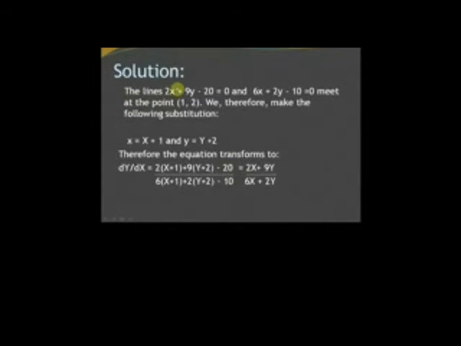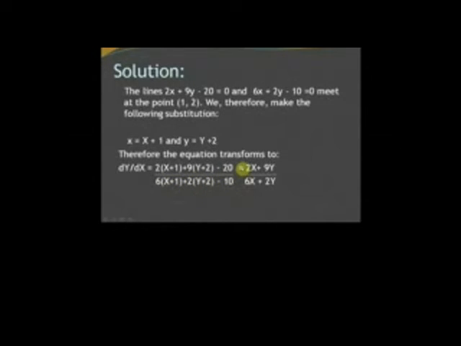The lines 2x plus 9y minus 20 equal to 0 and 6x plus 2y minus 10 equal to 0 meet at the point 1, 2. If we solve these two equations, we get the point of intersection as 1, 2. We therefore make the following substitution: small x equal to capital X plus 1 and y equal to capital Y plus 2. So the equation transforms to d of capital Y by d of capital X equal to 2 times (capital X plus 1) plus 9 times (capital Y plus 2) minus 20 divided by 6 times (capital X plus 1) plus 2 times (capital Y plus 2) minus 10.